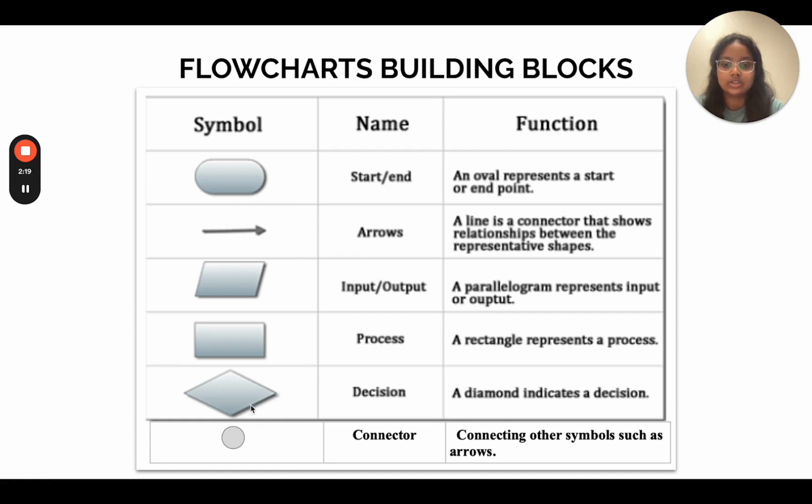The actual process that's happening is going to go in the rectangle. And the decision, like let's say you're choosing between a red apple or a green apple, you're going to put that in here. And you're going to have a connector. This is just like when you have different outputs from a couple different places, you can all connect them in one place, and you just put a little circle to represent that. Okay.